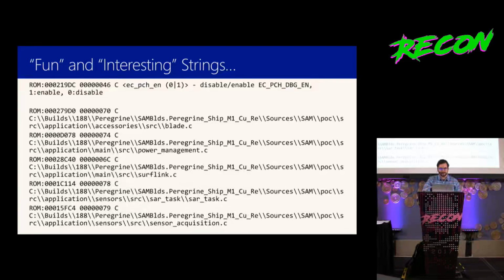And there's some file names in there as well. So, you know, C builds Peregrine, SAM builds Peregrine, ship M1. What I really find hilarious though, is that of course the code is under accessory source blade, main source power management, sensor source, all under application.